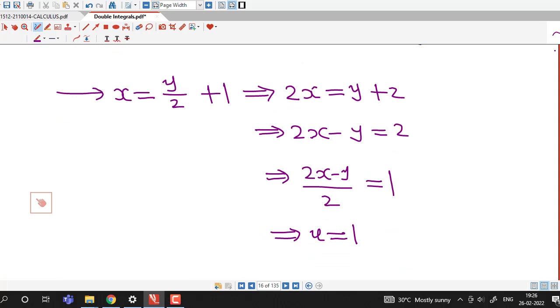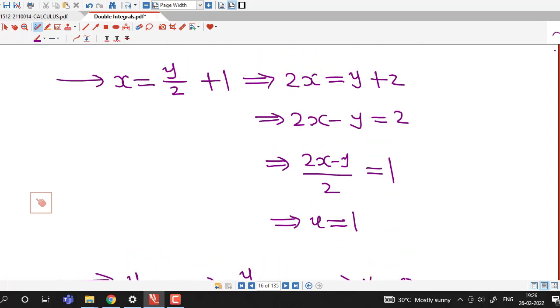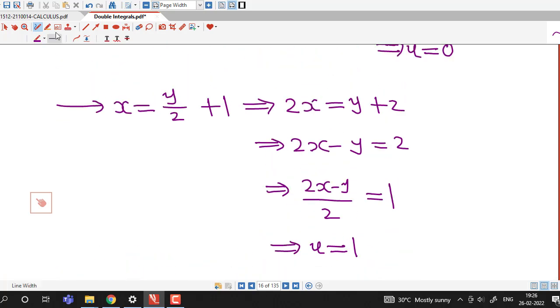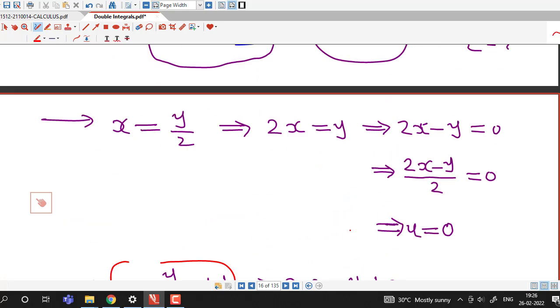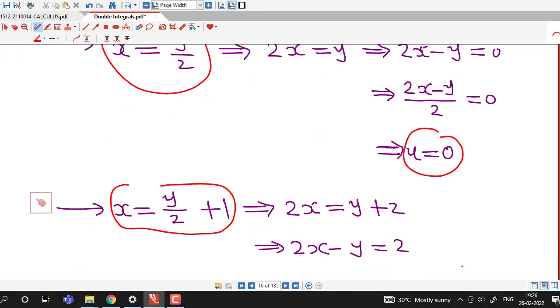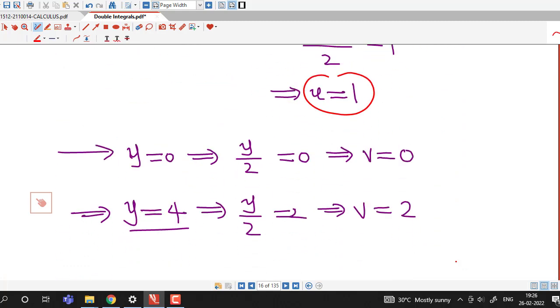we can see that x equal to y by 2 plus 1 is converted into u equal to 1. This is transformed into u equal to 1. x equal to y by 2 is transformed into u equal to 0. That means u is from 0 to 1. We are having constant limits.